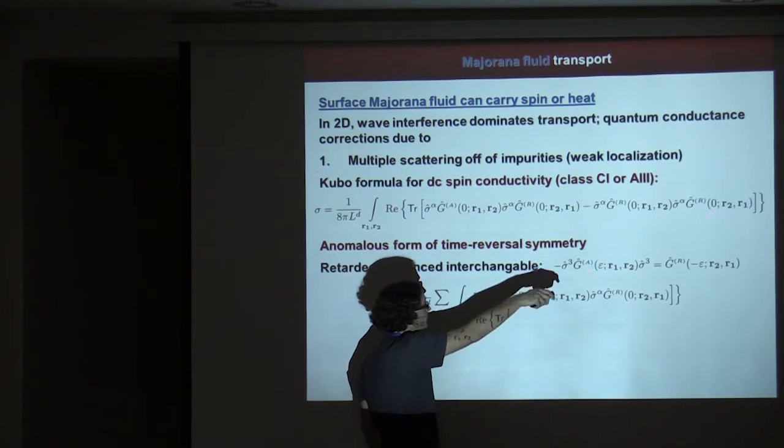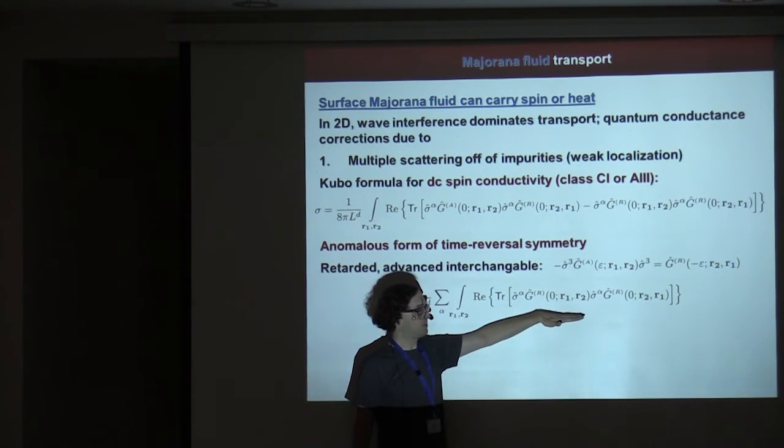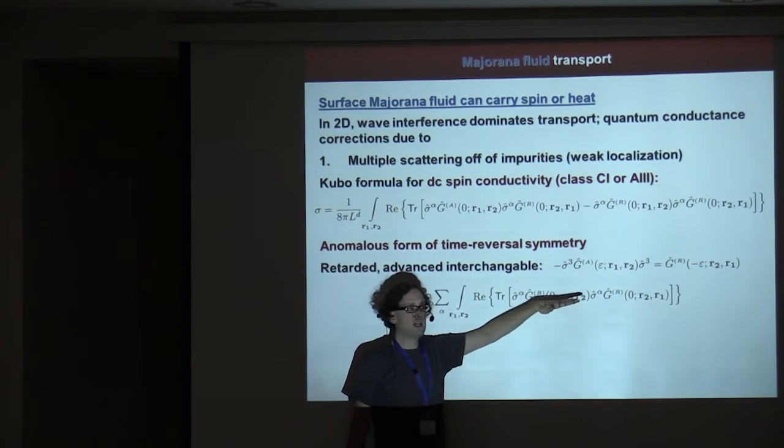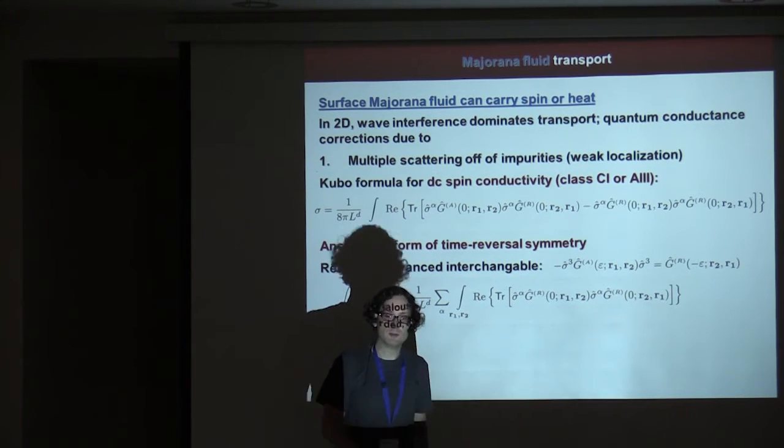So I can make this term look like this term, and now if you've spent some time doing transport calculations, you should immediately scratch your head and think, well, this looks like it should be zero, either by gauge invariance or by causality. But it's not quite true.